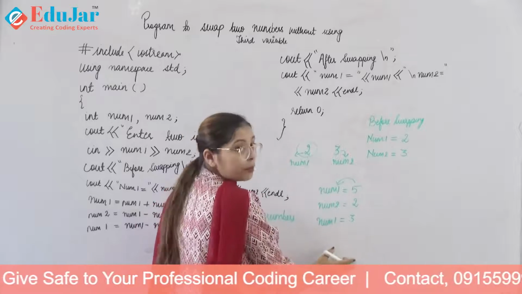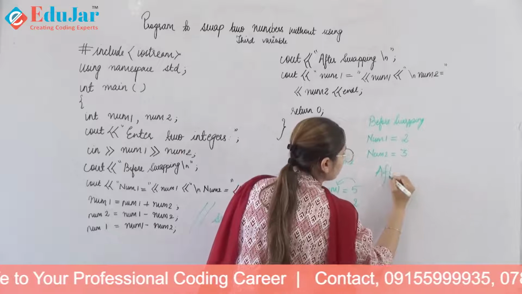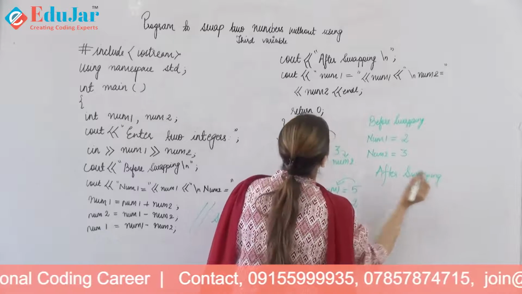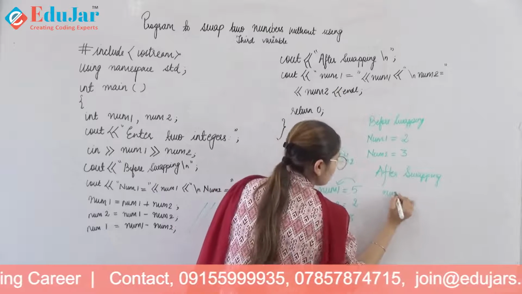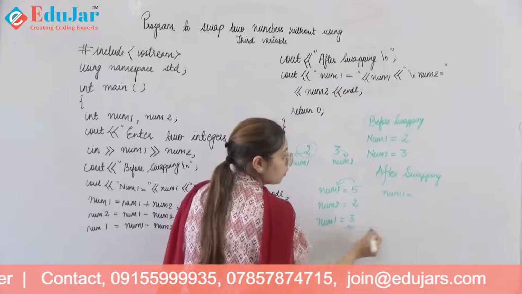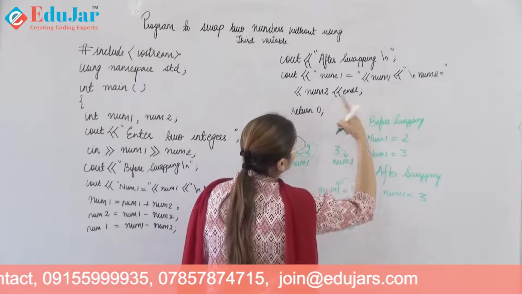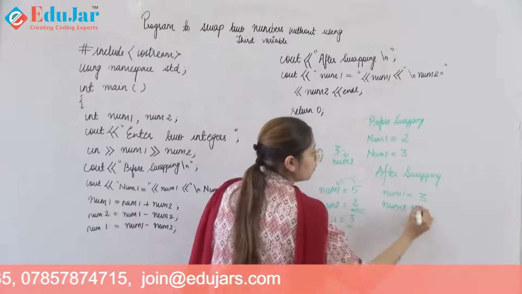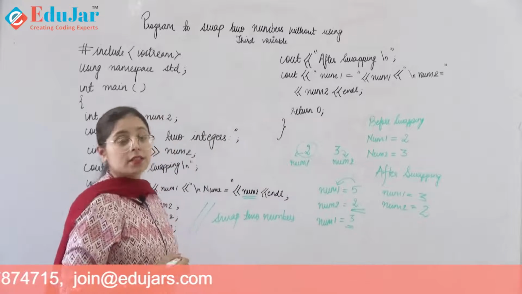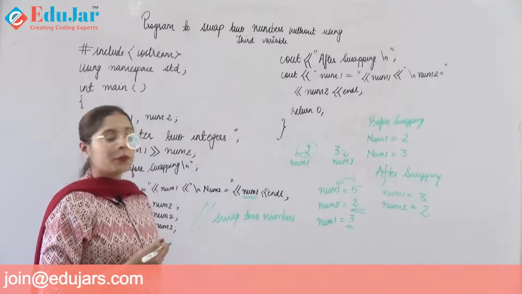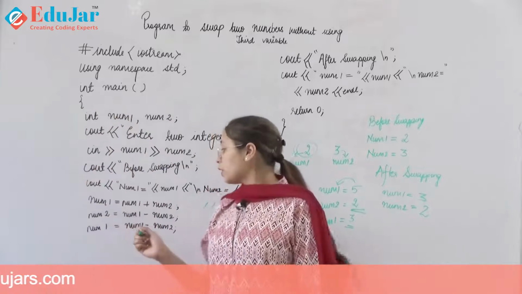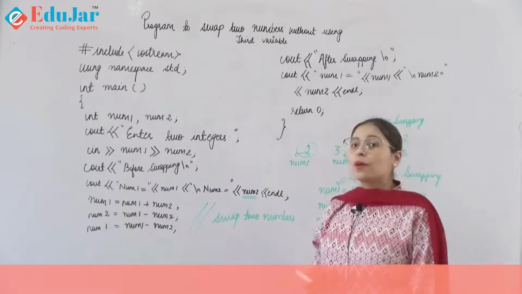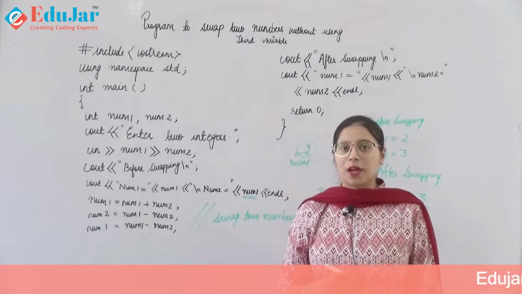So the final output will be, after swapping, num1 is equal to 3 and num2 is equal to 2. So how simple it is to swap two numbers without using a third variable. You just need to know this particular logic to swap two numbers. I hope it is clear, and I'll show you the practical implementation of this program.